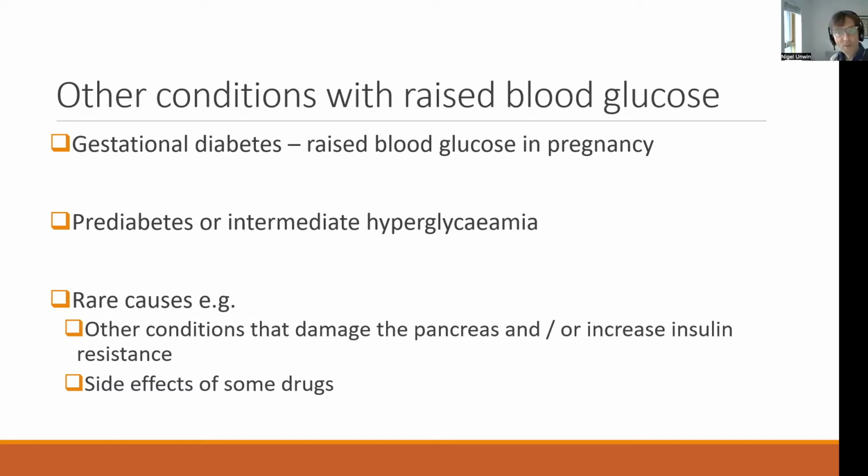And then there are some other what I've called here rare causes, so conditions that can damage the pancreas or increase insulin resistance. Systemic lupus erythematosus is one example of that, and cystic fibrosis is another. And there are the side effects of some drugs. For example, people receiving steroid treatment for a health condition, those steroids will tend to increase the risk of developing type 2 diabetes.